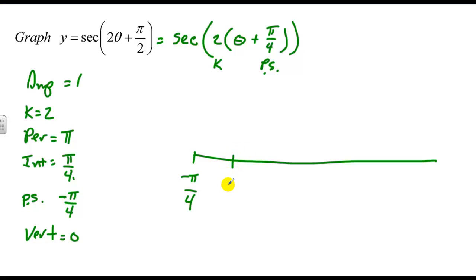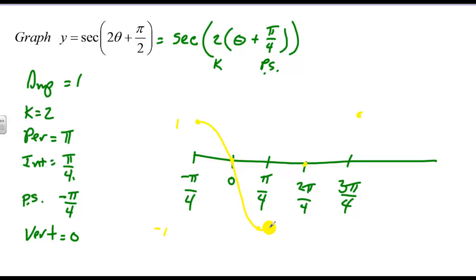I add pi over 4, get 0, get pi over 4 here, 2 pi over 4, 3 pi over 4, and you'll notice that has a period of pi. From negative 1 to positive 3 is 4 pi over 4, or pi. I'm going to graph first the cosine graph from here, and I know cosine goes from 1 to negative 1. Starts at 1, 0, negative 1, 0, positive 1. My graph looks something like this.